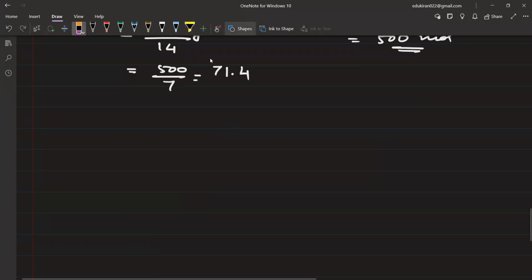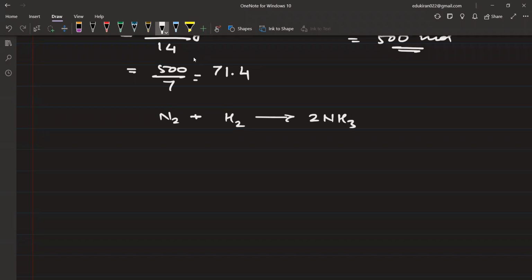N2 plus H2 giving me 2 ammonia, 2NH3. Is it balanced or not balanced? Not balanced. What did I ask? To balance. Tell me, what should I write? It would be 3H2. Okay. Now you tell me the need statement.